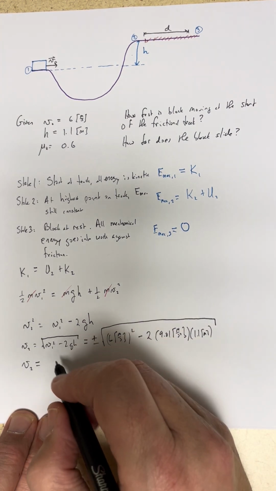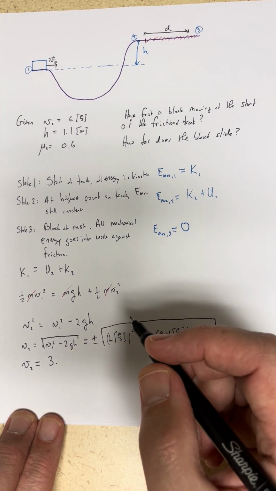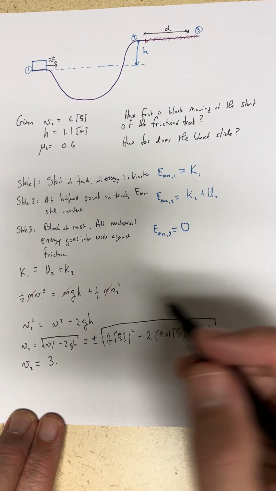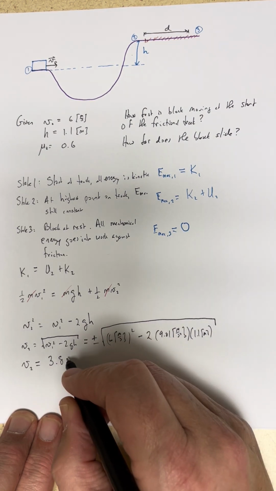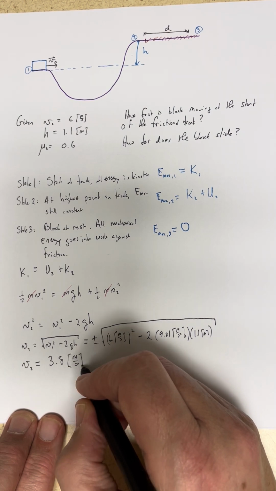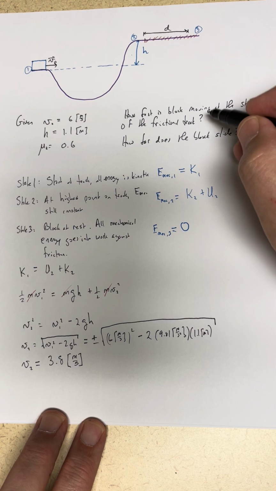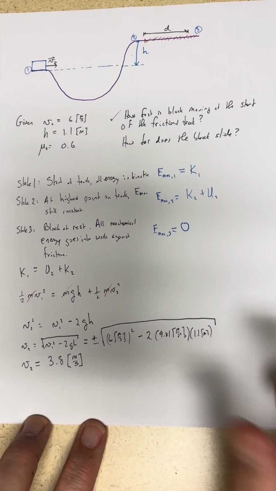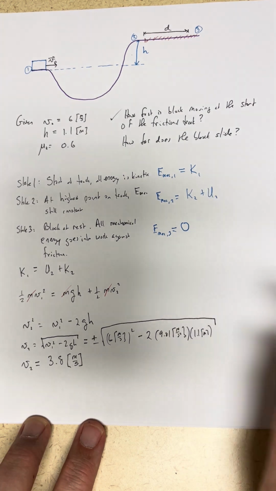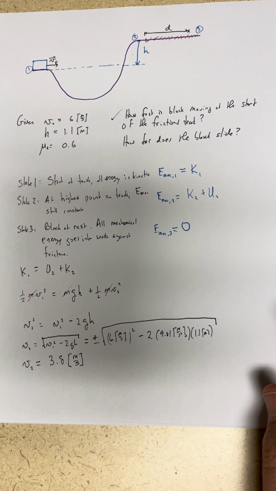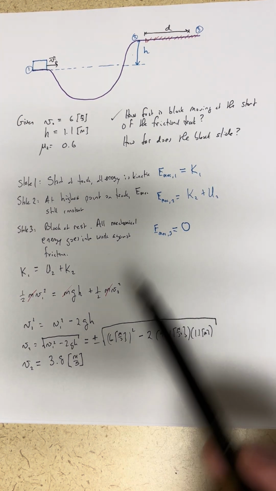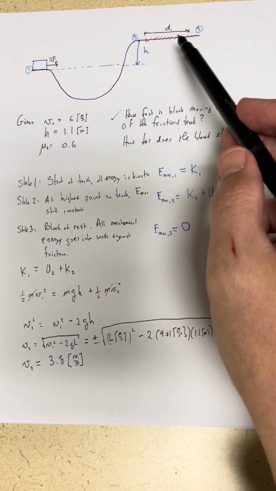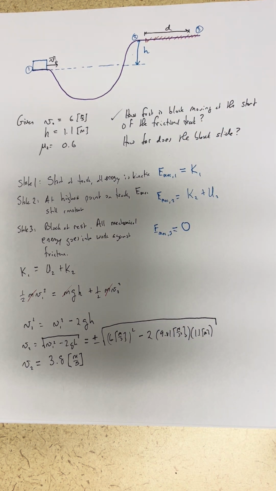When I do that, I got that to be 3.797, so we'll just call that 3.8 meters per second. So that answers the first question. Now, how far does the block slide? This is your Indiana State Police forensic investigation question. How far is the block going to slide? So the mechanical energy of the block is going to be all used up into work done by the force of friction.